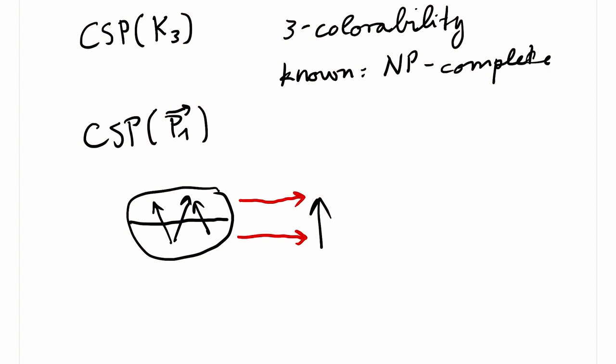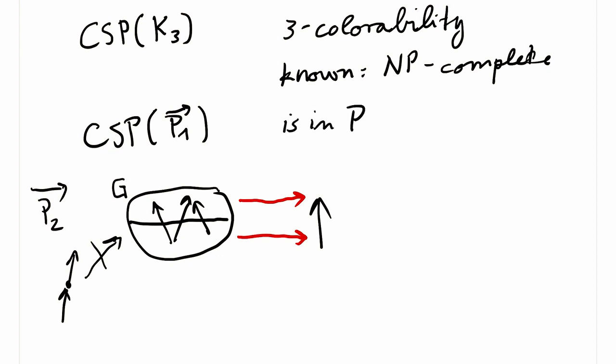How can we test whether there is such a partition? Well, note that we have such a partition if and only if P2 does not homomorphically map into G. And how do we decide this? Well, this is the case if and only if there is a vertex with both out-degree at least 1 and in-degree at least 1. So an outgoing neighbor and an incoming neighbor. And clearly such a vertex can be detected in polynomial time. So we conclude CSP of P1 is in P. And in fact, there really are efficient algorithms to decide this problem.